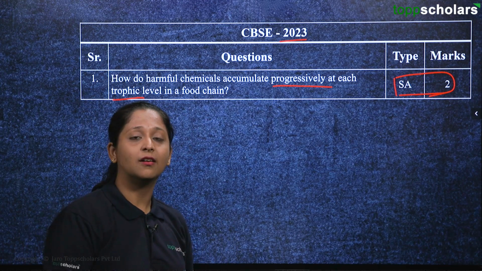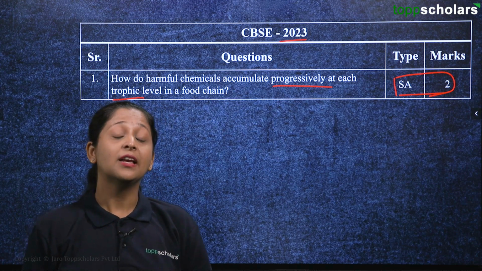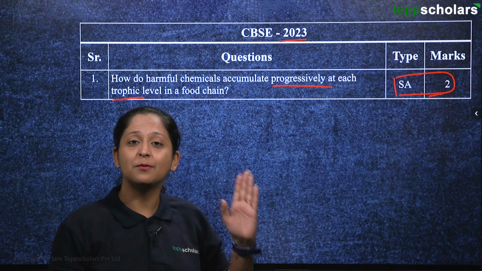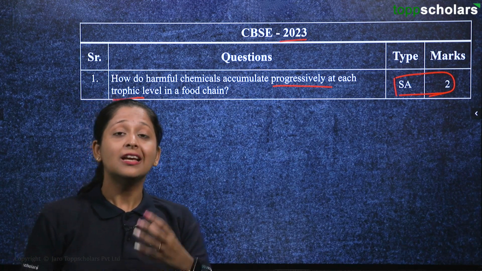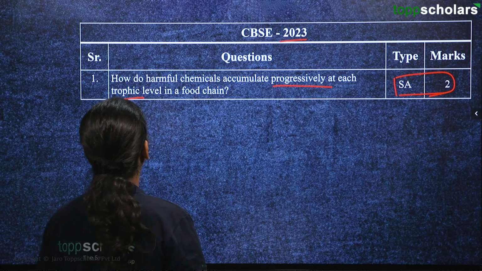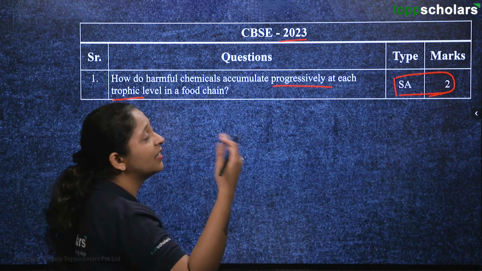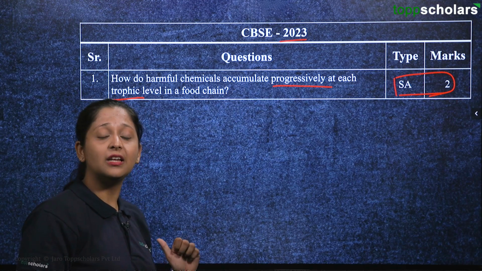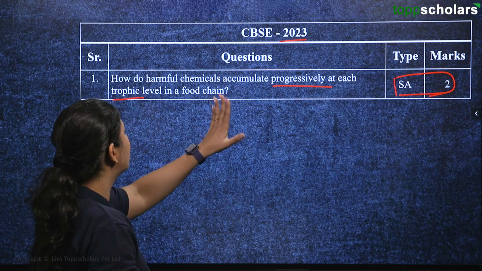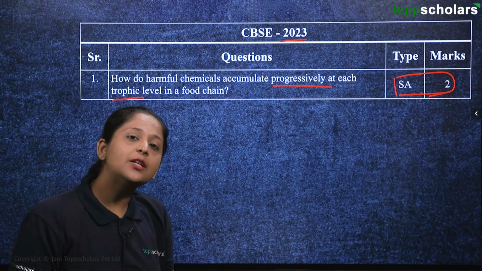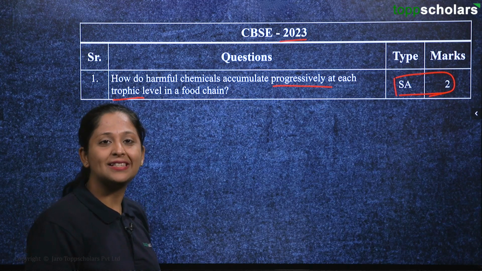One is the definition terms that they are asking. They are definitely asking you questions related to your trophic levels, biomagnification, bioaccumulation. These are the most valuable terms that you need to know in this topic here. Right? So how are harmful chemicals getting accumulated progressively? It is the same question which we answered earlier related to bioaccumulation. How is the accumulation happening in the trophic levels of your food chain? A slightly twisted question, but the concept remains the same.